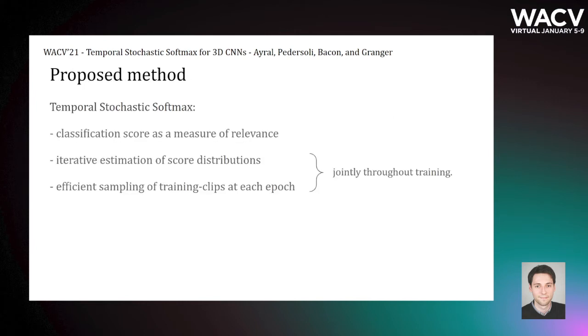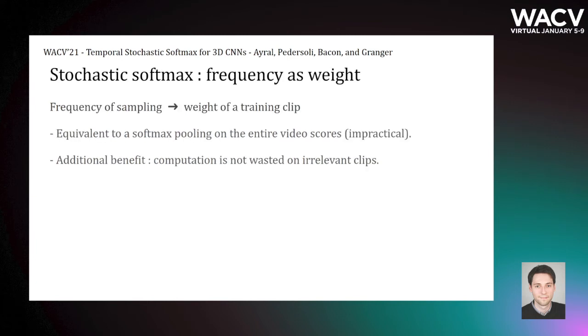The principles are the following. The relevance of a clip for training and inference is measured as its classification score. Clip scores are evaluated iteratively throughout training to estimate temporal distributions over entire videos. At every epoch, training clips are selected with a softmax strategy based on their scores. With weighted sampling, the importance of a clip in the training process is implemented as a frequency of selection.